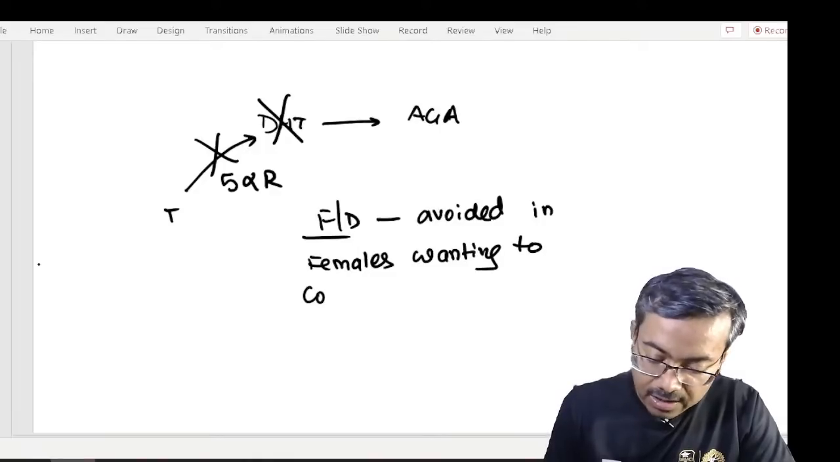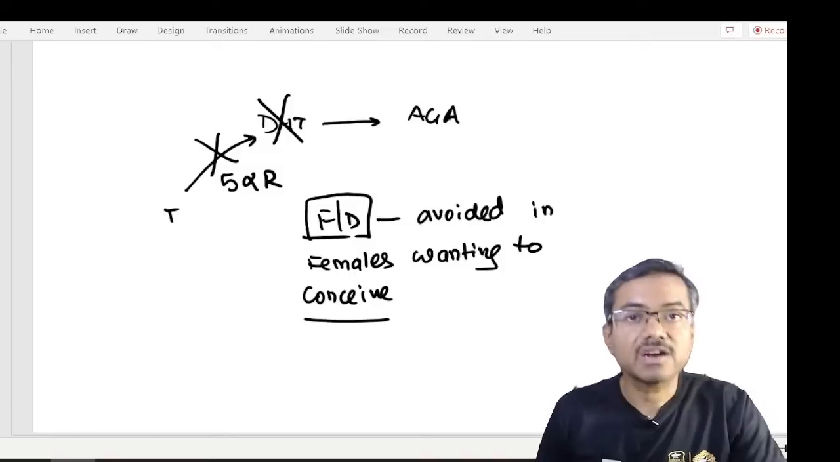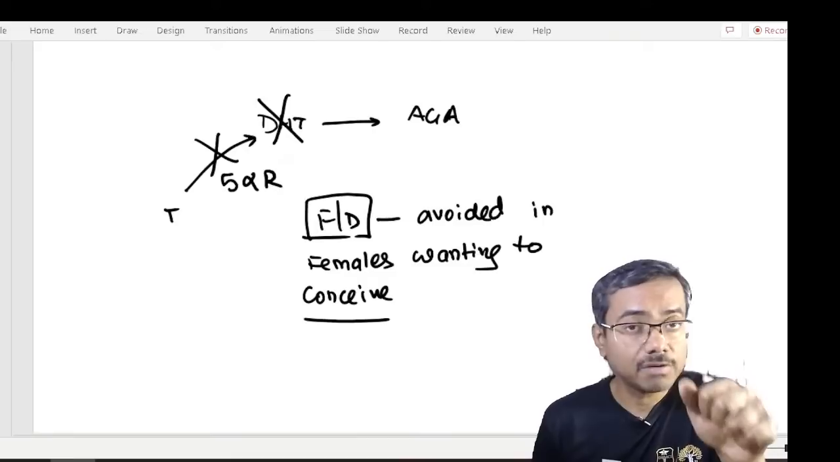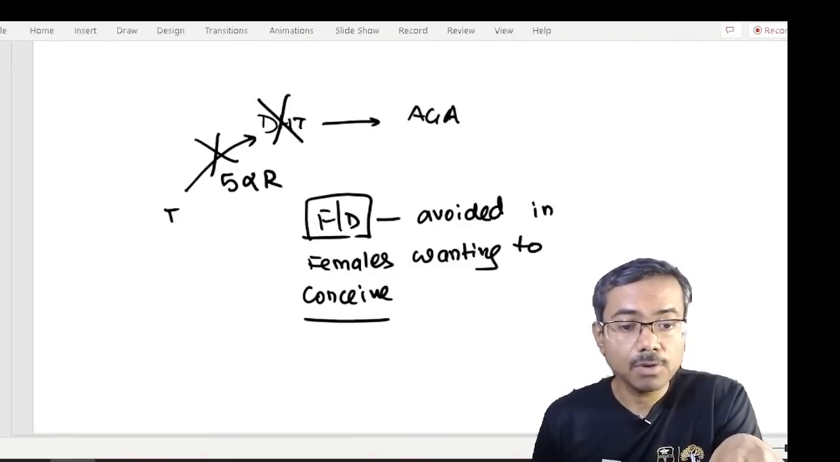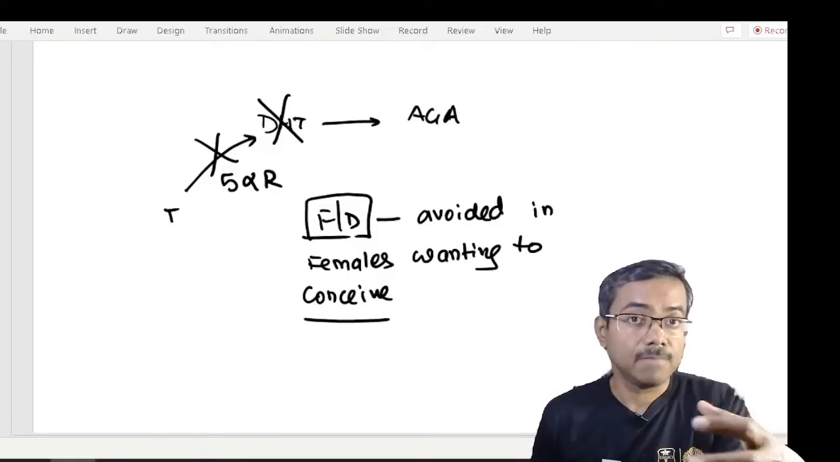Okay, that's also been asked actually. Why should it not be given? Because it blocks your 5-alpha reductase, right? So, if the female conceives, the male baby is also going to have a block. So, male baby feminizes. And that's what we don't want to do.